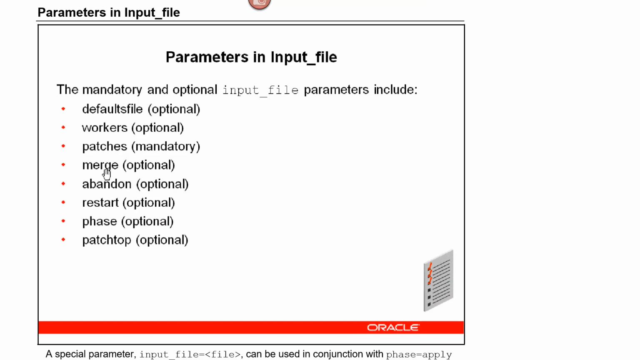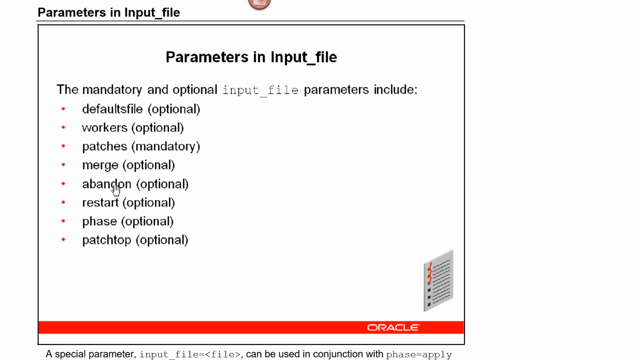Merge means, suppose there are 3-4 patches, you can say merge is equal to yes. Suppose patches is equal to, you are applying 1, 2, 3, you can say merge is equal to yes. Abandon means the patch has failed and you want to abandon it from the beginning. Once you abandon, you are removing the complete patch. You don't want to go with that patch, you want to go with a new patch, then you say abandon is equal to yes.